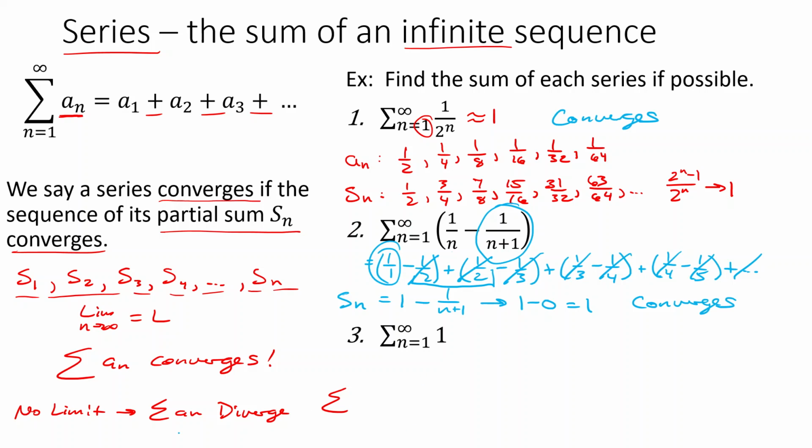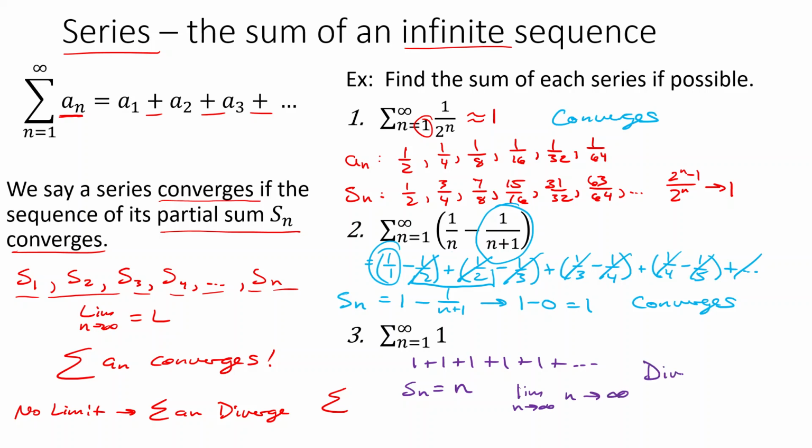All right, let's look at the last one here. This one's actually the easiest one of the three. If we start looking at the sum here, we'll have 1 plus 1 plus 1 plus 1 plus 1, and so on. Our nth partial sum would just be n, right? If we had 10 terms, it'd be 10 ones, we'd get 10. So if we take the limit as n goes to infinity of n, that goes to infinity.